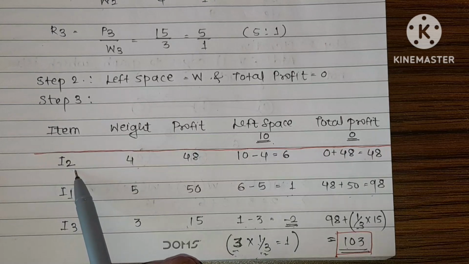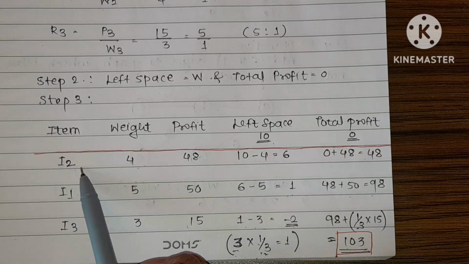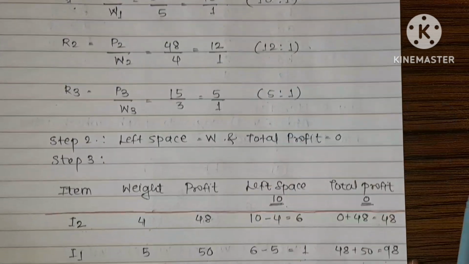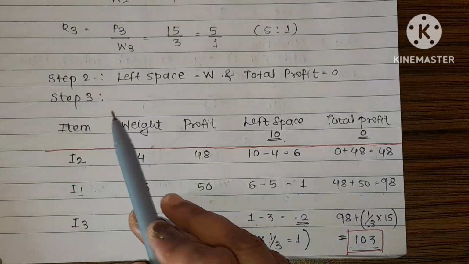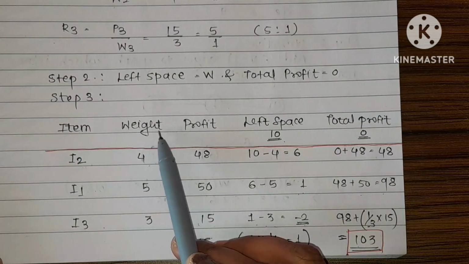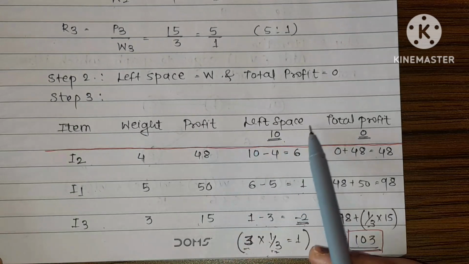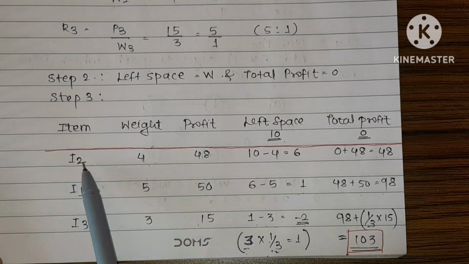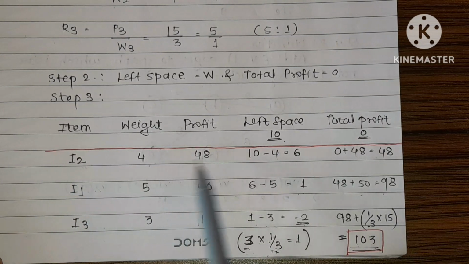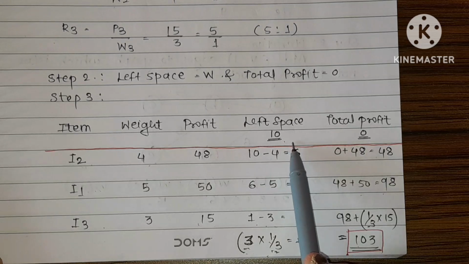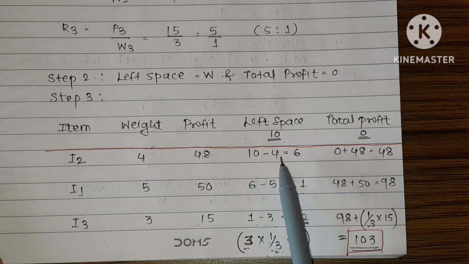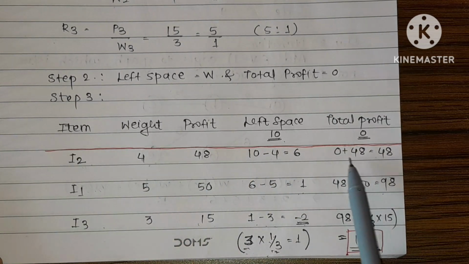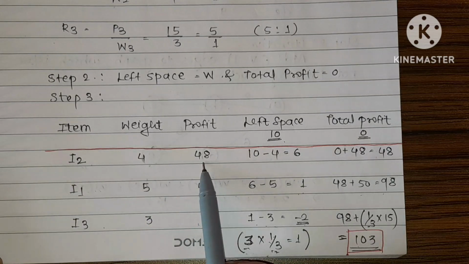The first item which goes into the knapsack is I2, as it has the highest profit to weight ratio, that is 12:1. So we'll make a chart of the item, its weight, its profit, the left space in the knapsack and the total profit. As we place the I2 item first into the knapsack, its left space gets updated to 10 minus 4, since 4 is the weight of I2, and total profit gets updated to 48, since 48 is the profit associated with I2.